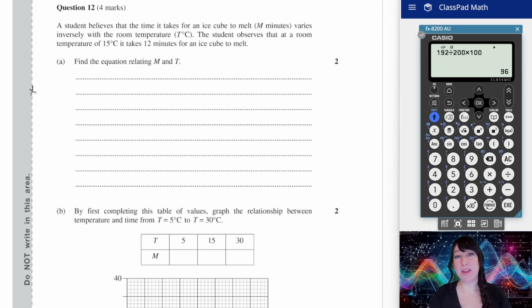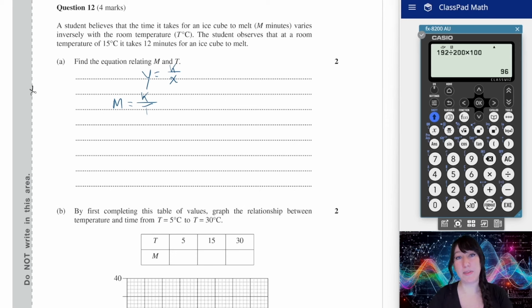So we're going to fit this to an inverse variation model, which is of the form y equals k over x. In this case, our dependent variable is minutes to melt. K is our constant of variation, and our independent variable is temperature T.